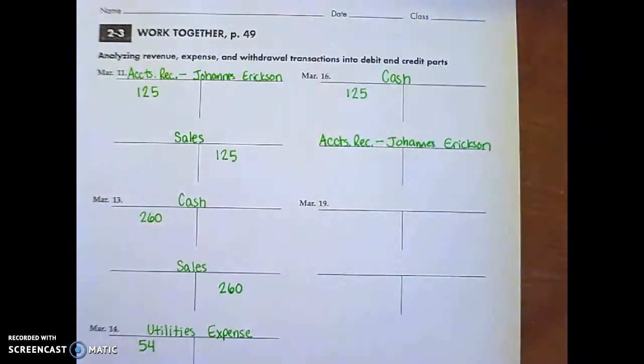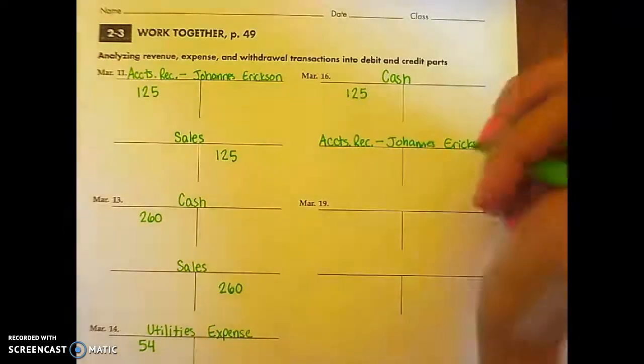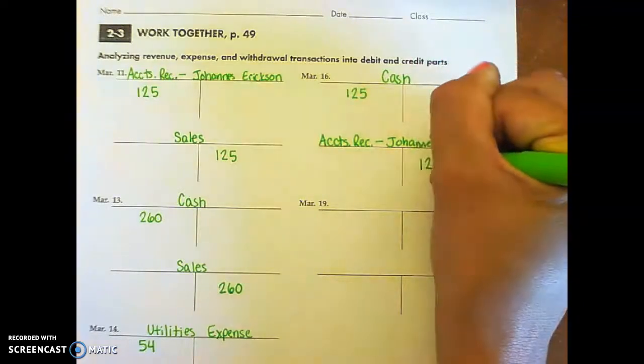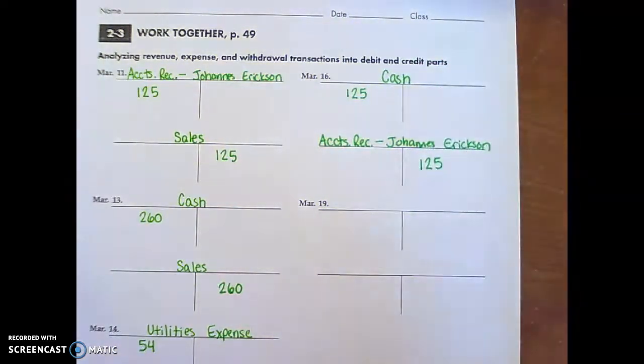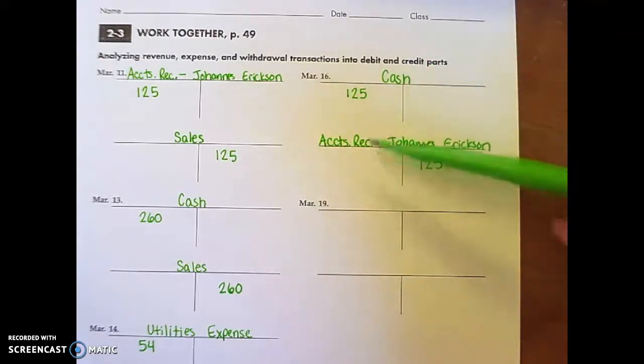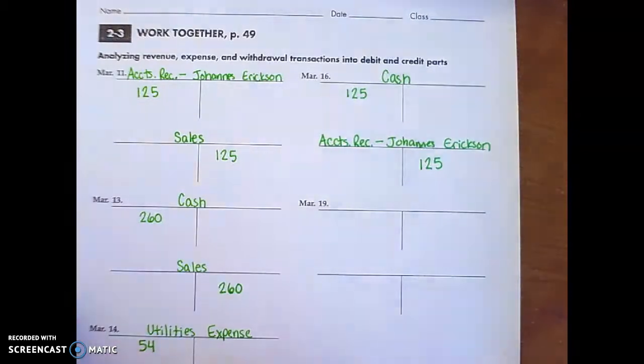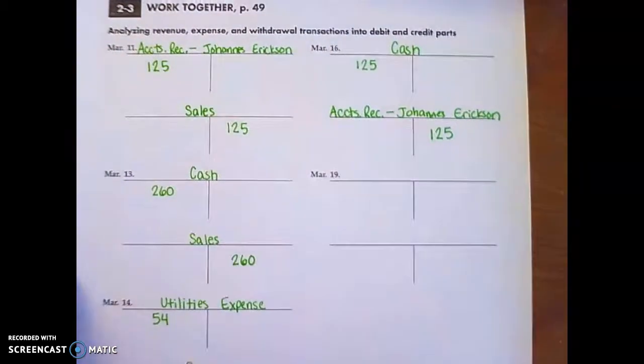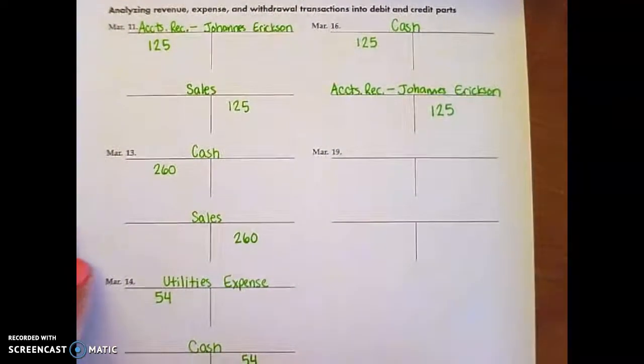Accounts receivable is also an asset. The amount that Johannes owes us is decreasing because she's paying on account, so she will owe us less money. So this asset account will be decreasing with a credit. And just remember, our debits and credits have to equal. I can't have two debits here of $125. That would make our accounting equation not in balance, which would be a problem.